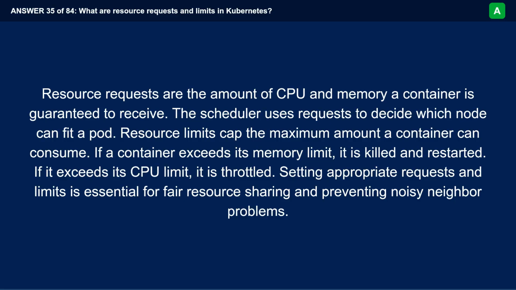Resource requests are the amount of CPU and memory a container is guaranteed to receive. The scheduler uses requests to decide which node can fit a pod. Resource limits cap the maximum amount a container can consume. If a container exceeds its memory limit, it is killed and restarted. If it exceeds its CPU limit, it is throttled. Setting appropriate requests and limits is essential for fair resource sharing and preventing noisy neighbor problems.